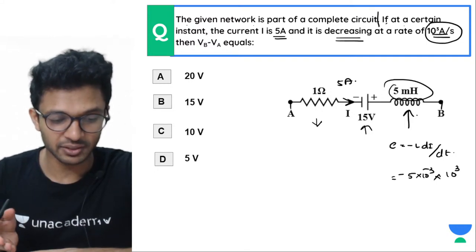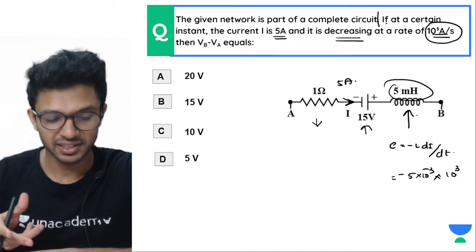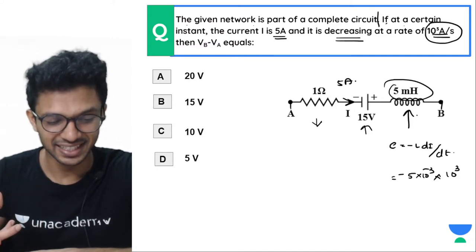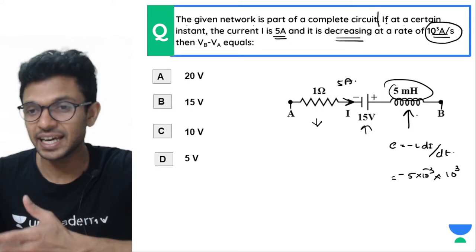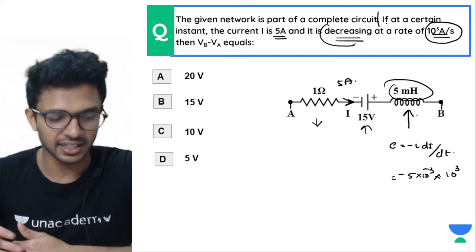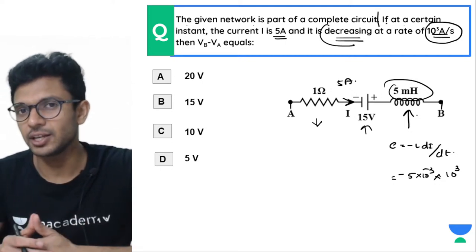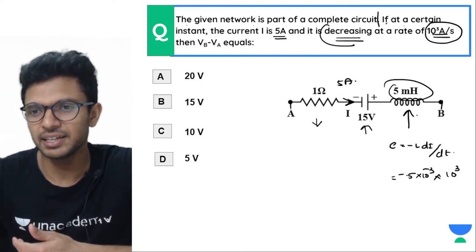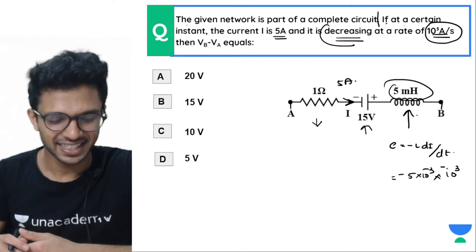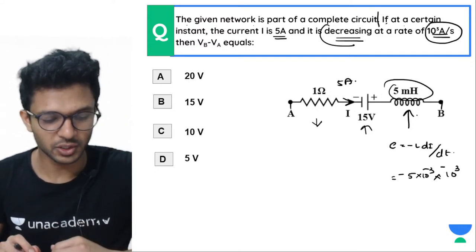Answer, positive or negative? Answer is not... DI means change in current. It's a decreasing current. If you find the change of a decreasing value, it will be negative, right? I will hit you if you say positive.